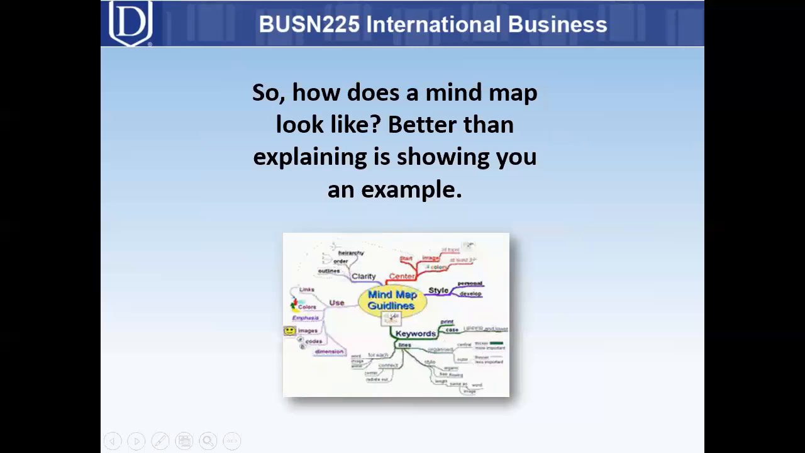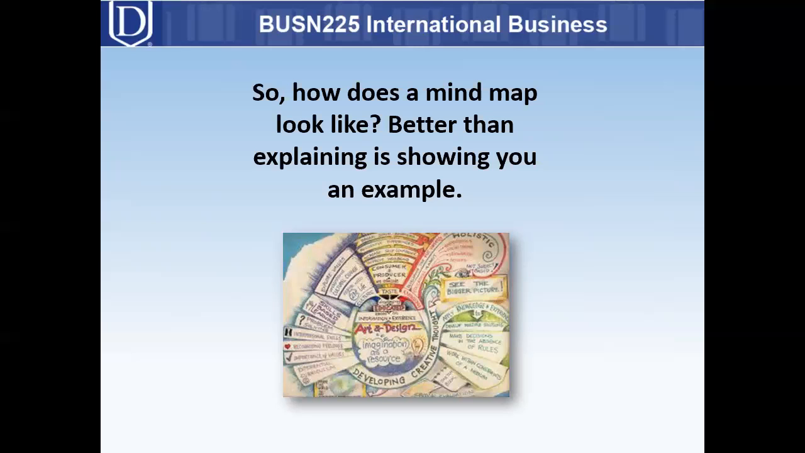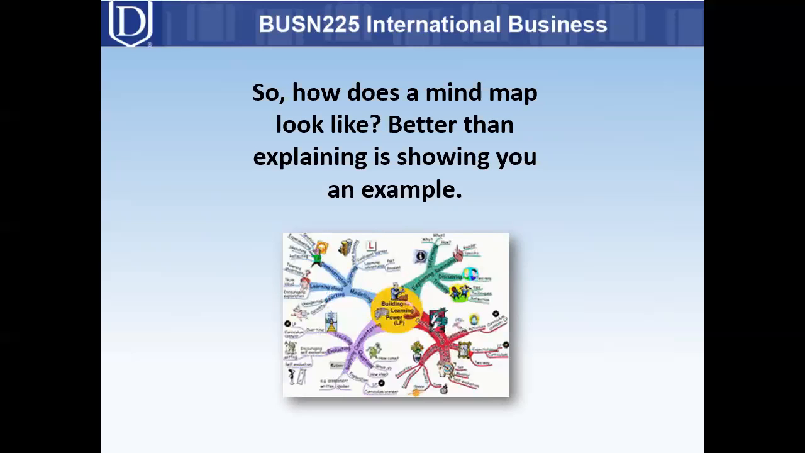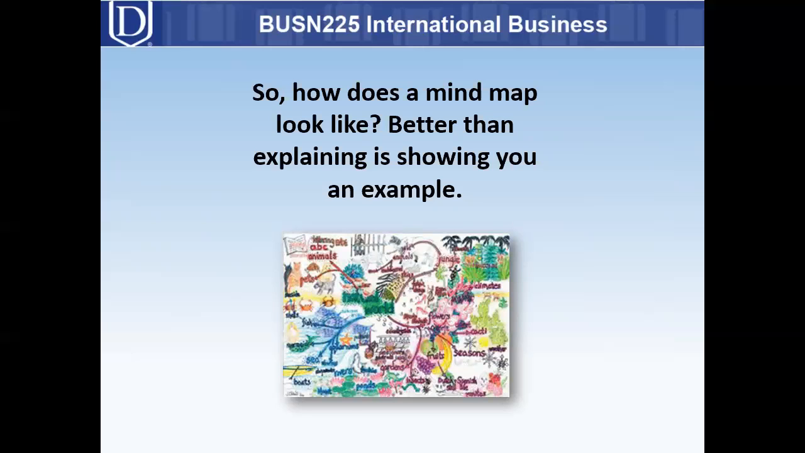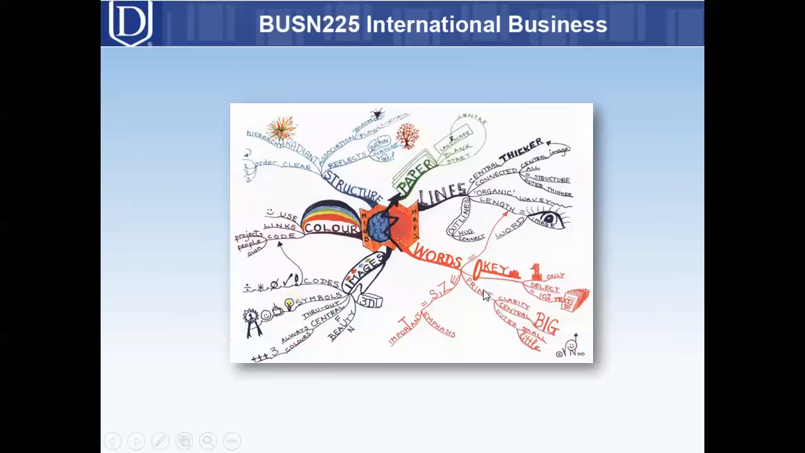So how does a mind map look? That's great grammar. Better than explaining is showing you an example. These are all examples of mind maps. Kind of hard to read because they're so tiny. I like that one. Okay, here's one. And by the way, this is for you. I mean, I could read these. I see the direction it's going. But they're branches that branch off. But we'll give you some more information.